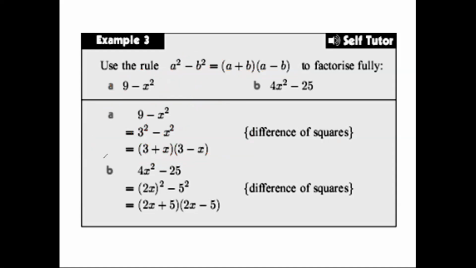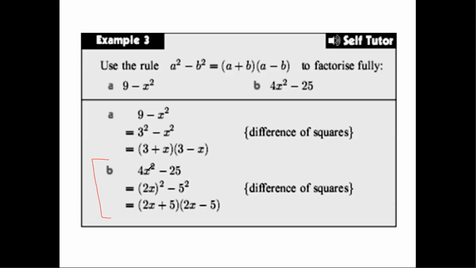Look at the second one. When we look at this here, we have to be careful with this one, right? Now, you can't assume that a is 4x. A is not 4x. Because if you notice here, this square doesn't govern the 4. It only governs the x.